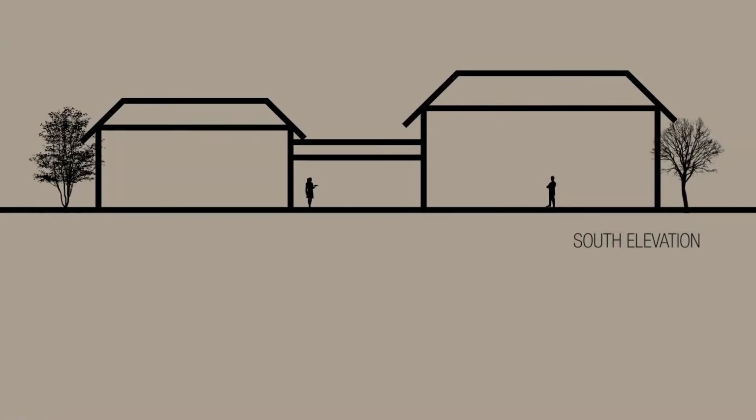So you want to create a nice elevation for this building. You simply draw a ground line in the middle of the plan. You remove the half, and there you go, a nice elevation.